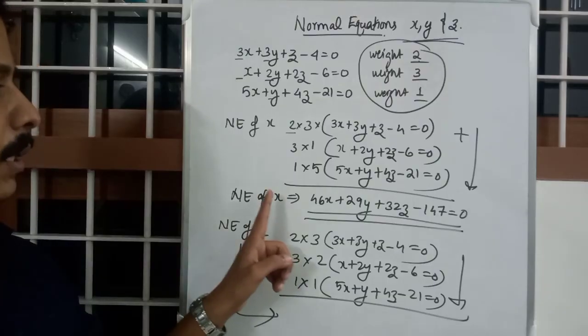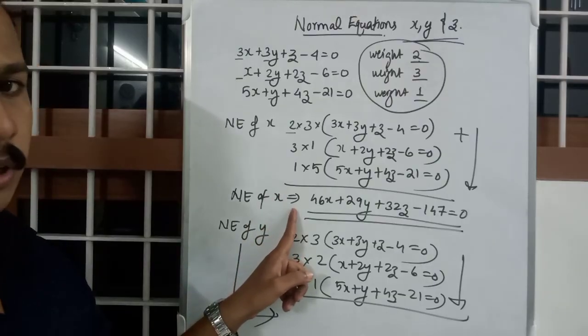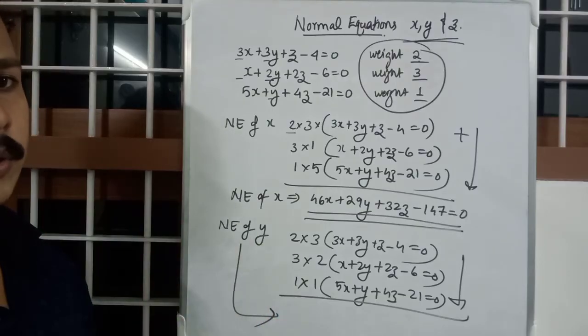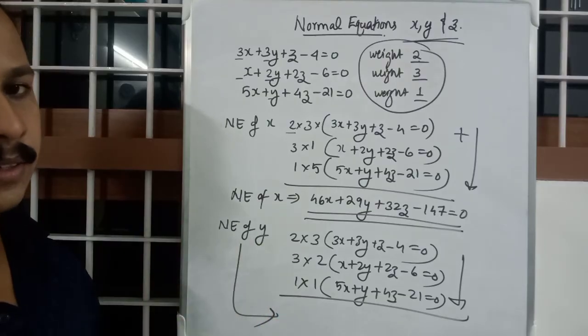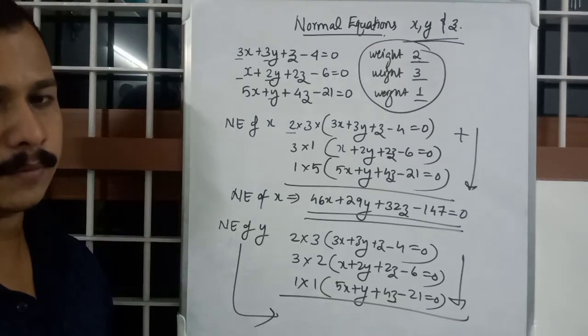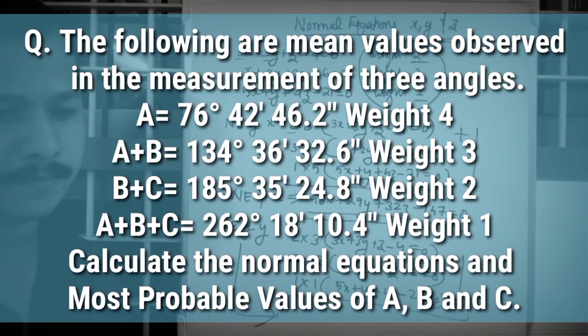So I have found out the normal equation of x here. Find the normal equation of y and the normal equation of z, and try to do the next problem also. Okay, thank you. So write this question down.